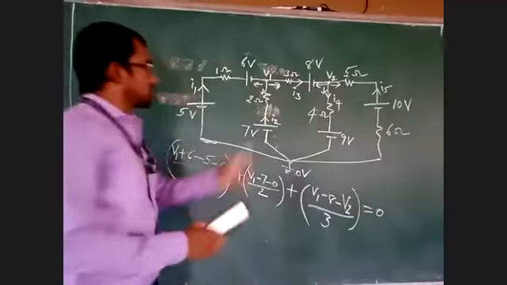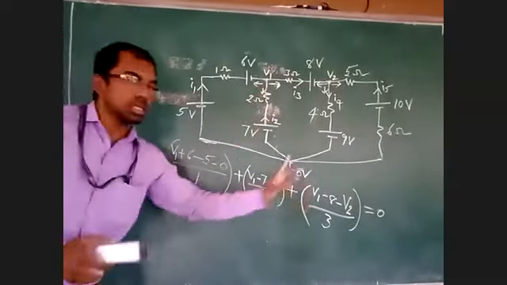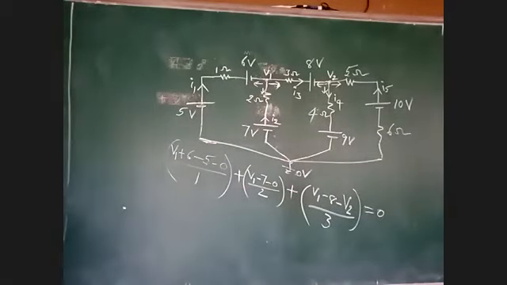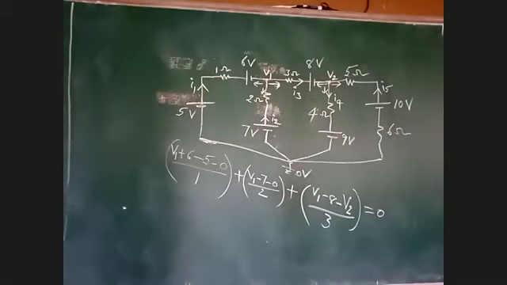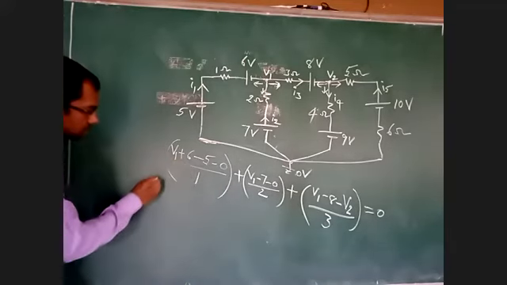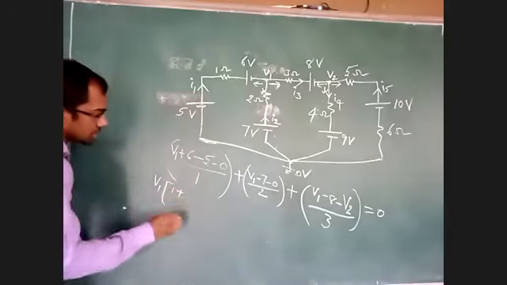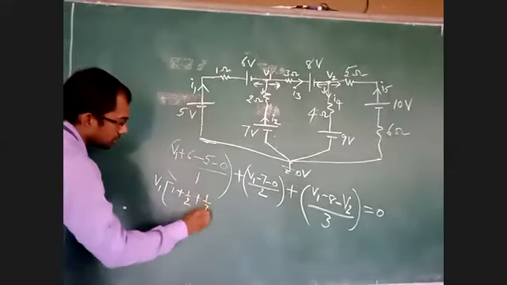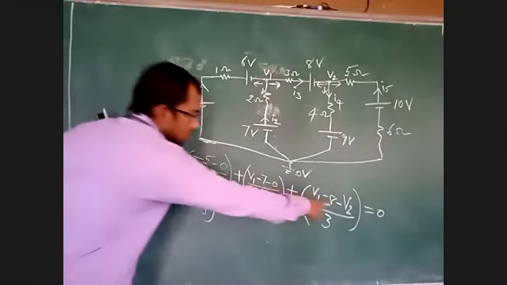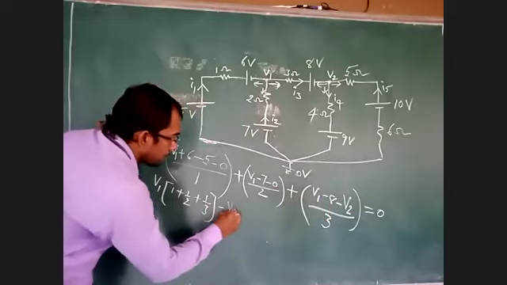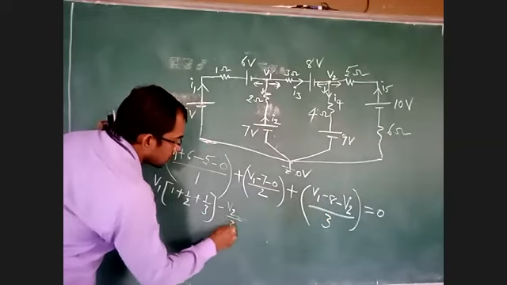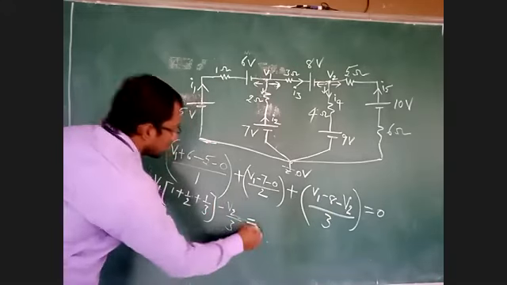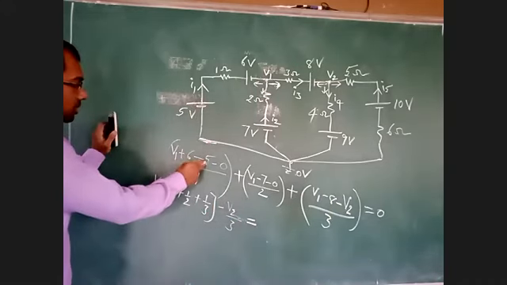So totally 3 arrows are there: 1, 2, 3. 3 terms here. If 4 arrows are there, 4 terms here. That is your first equation. Now let us go for the second equation. Before that, simplify all V1 terms on one side. That is 1 plus 1 by 2 plus 1 by 3. Next, V2 terms. That is minus V2 by 3, equal to 6 minus 5, 1.